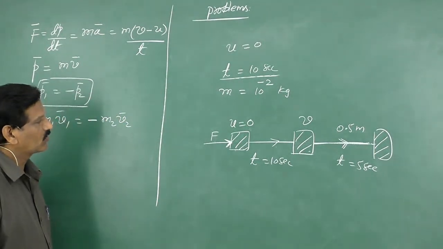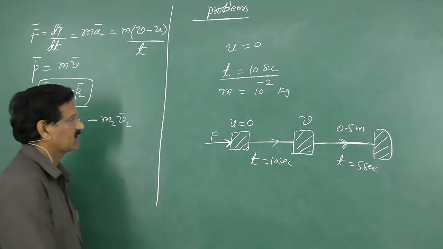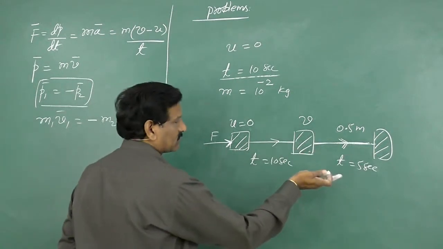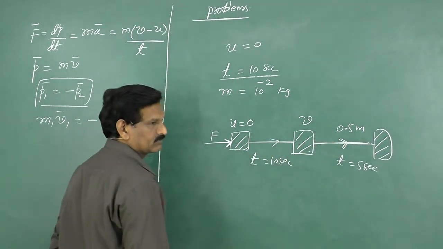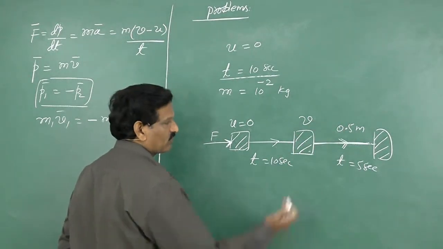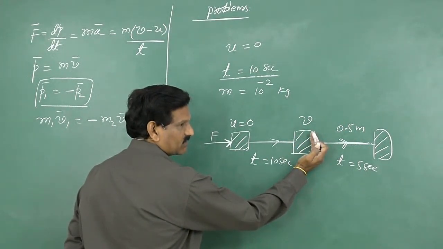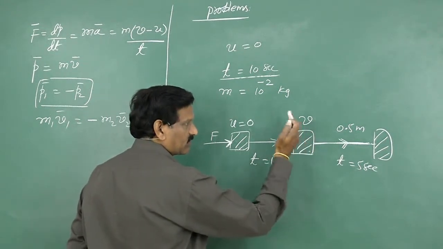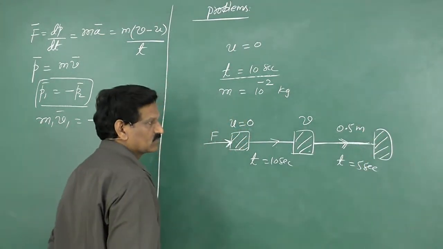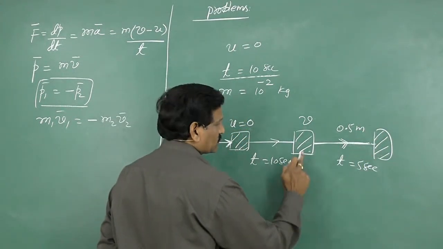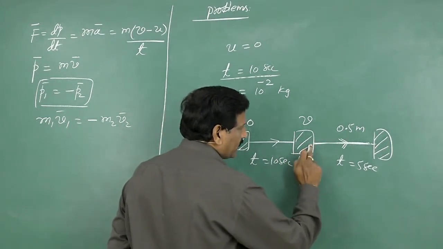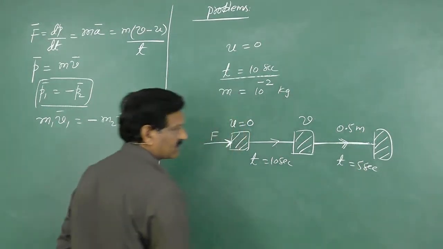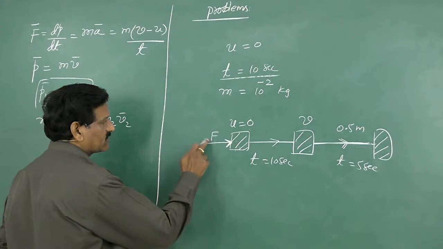So, a force acting on a body of mass 10 power minus 2 kg for a time of 10 seconds. After that, the force ceases to act. Force becomes 0. When there is no force, there is no further acceleration. That means the body with velocity v continues with the same velocity after 10 seconds. The body traverses a distance of 0.5 meter in the next 5 seconds. So we have to calculate this force.